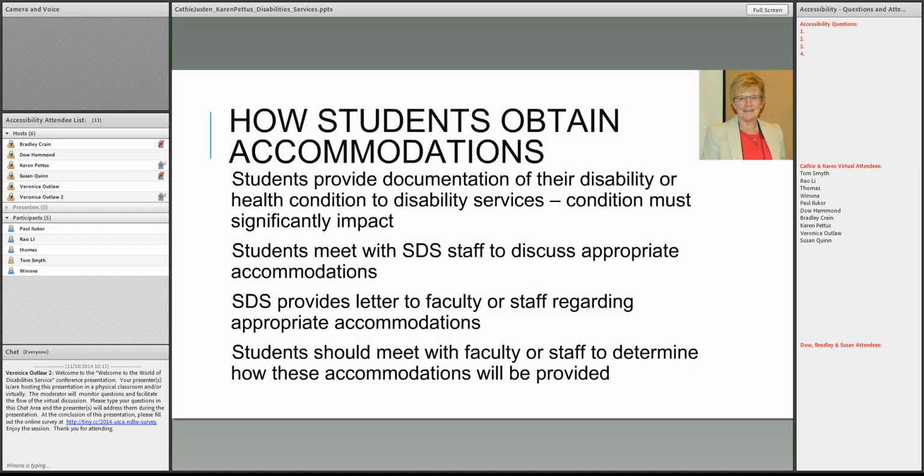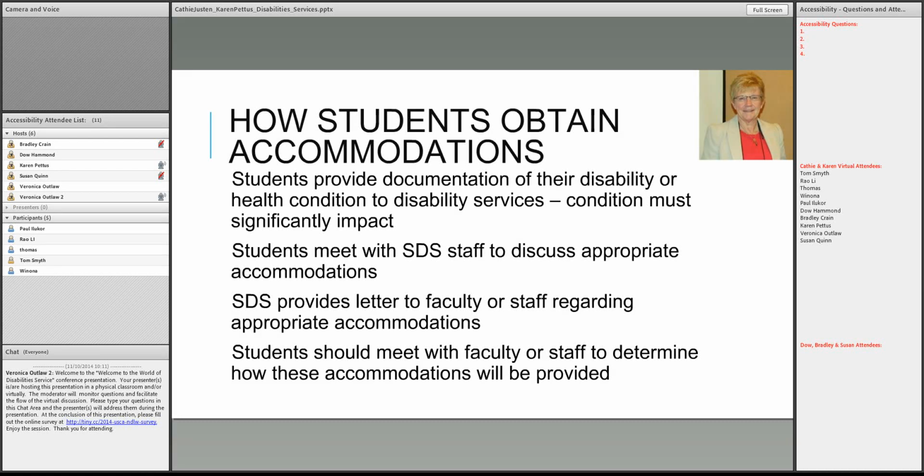So we ask students to come in and sit down and talk with our staff and to talk about their accommodations, you know, how their disability impacts them. What accommodations have they used in the past? What accommodations worked, what didn't, and what do they think might work in the college environment?